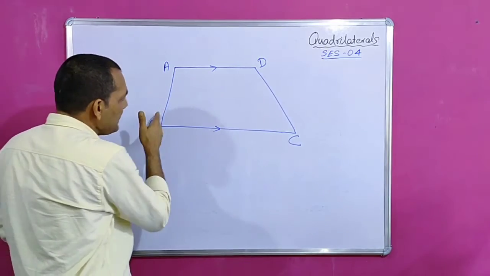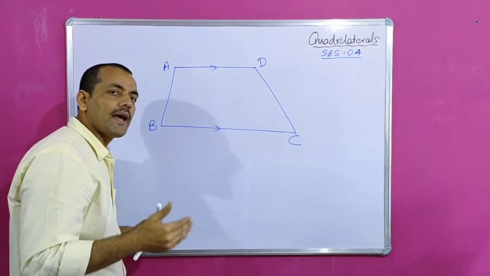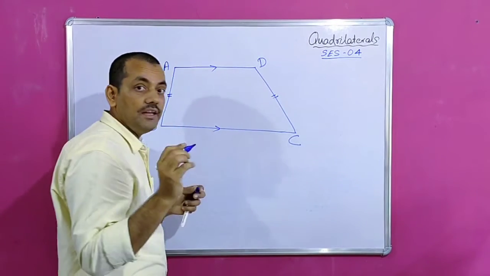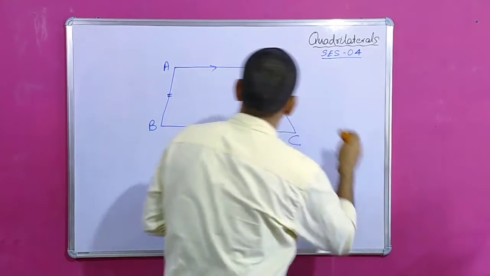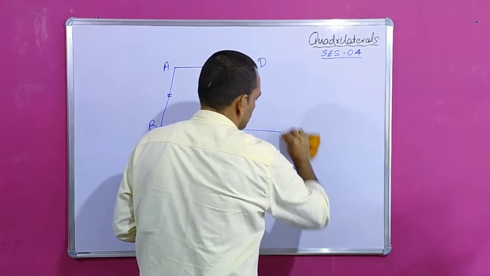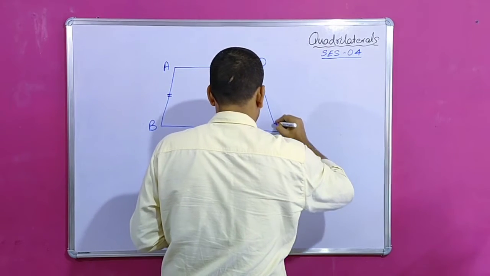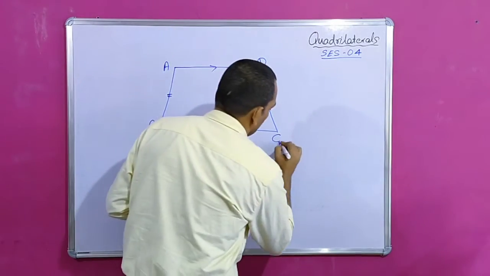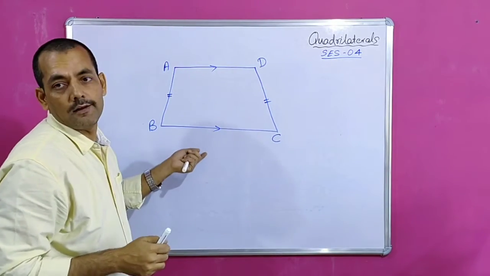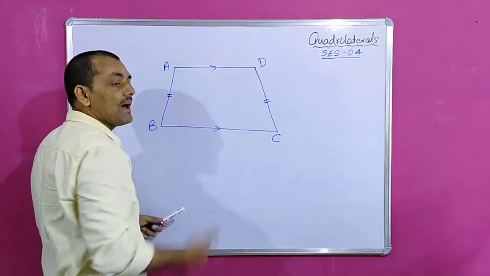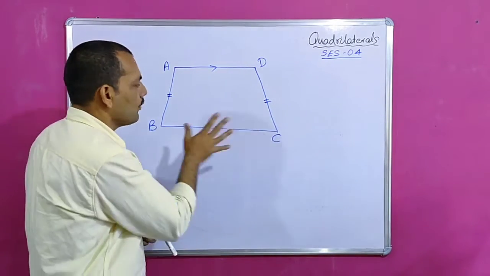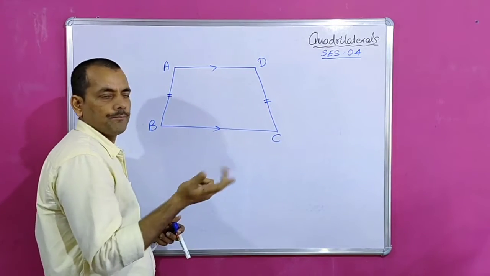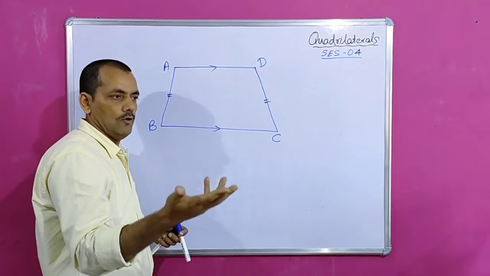Now, if AB is equal to CD, then it is known as an isosceles trapezium. If these two are equal, the figure will be modified a little bit. That doesn't mean it's parallel. In case of a trapezium, only one pair of sides is parallel, not both. If both pairs are parallel, it will become a parallelogram. So a quadrilateral has two pairs of sides. One pair of opposite sides parallel, it's a trapezium. Both pairs parallel, then it is a parallelogram.